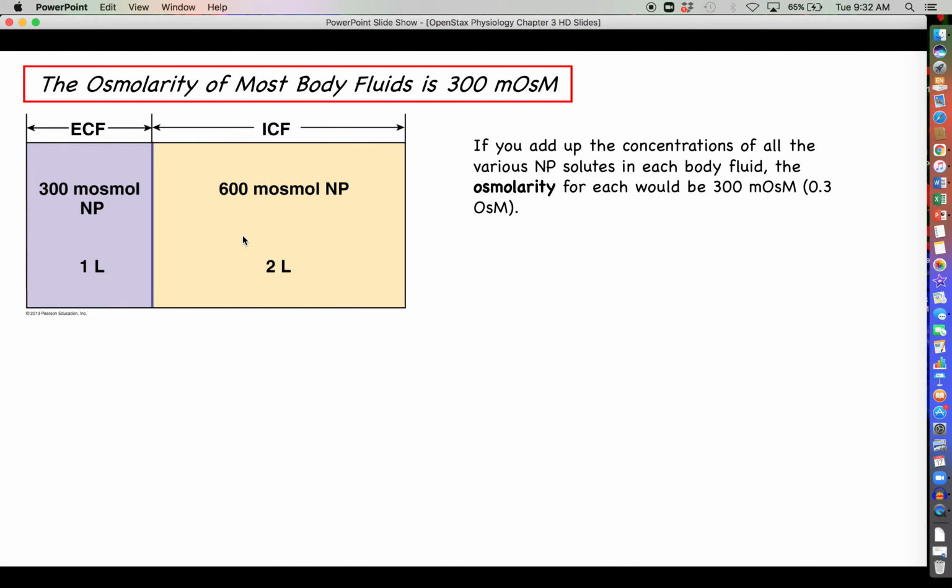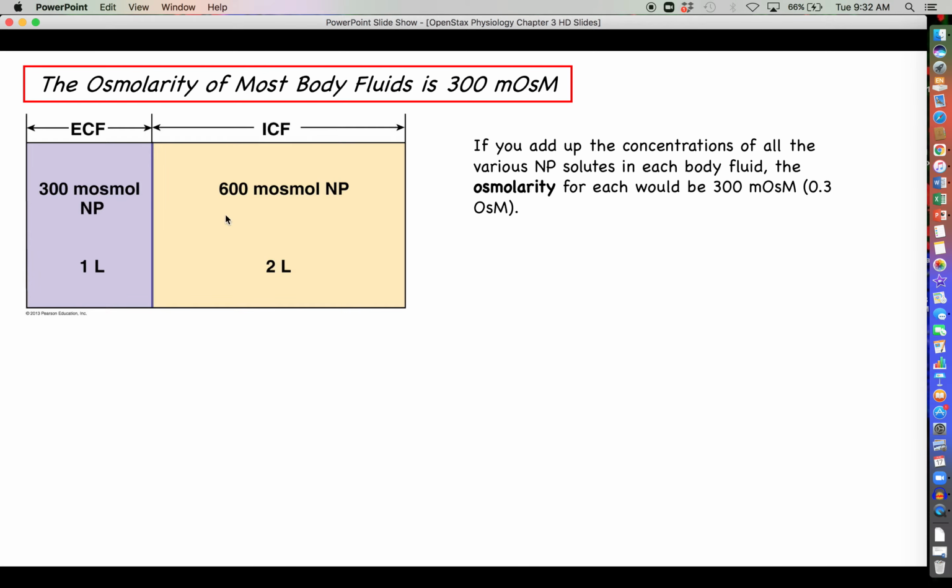Now, we do know that there is a greater volume of water contained in the intracellular space, but the osmolarity is still going to be the same between the two compartments, because in this case, even though there is twice as much water in the intracellular compartment, there is also twice as much solute, so the water concentration still ends up being the same. 600 divided by 2 gives you 300 milliosmolar. 300 divided by 1 also gives you 300 milliosmolar.